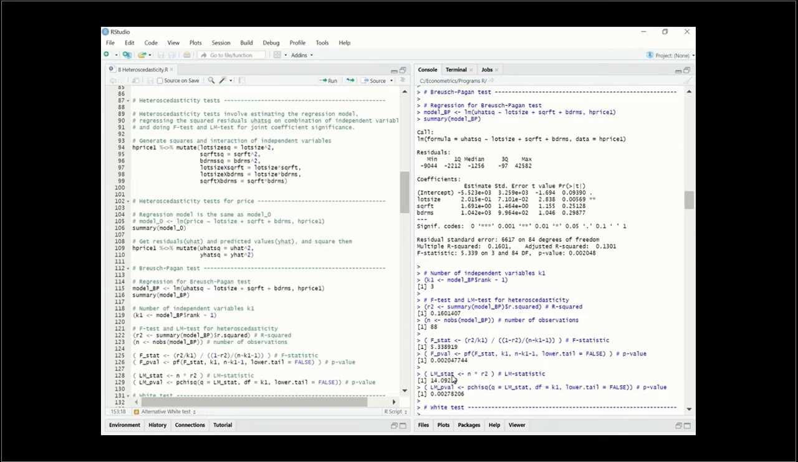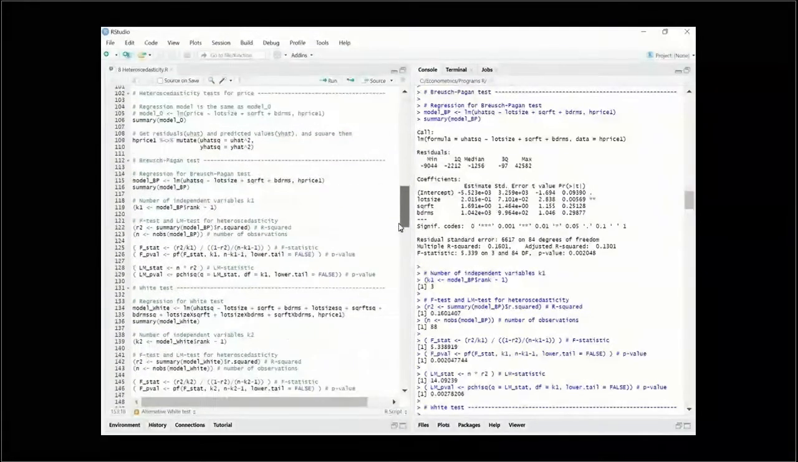Here the LM statistic is calculated by multiplying n times the R squared. So we're basically going to multiply n, which is 88, times this R squared, and that will be the number here, 14, for the Lagrange multiplier statistic, and that p-value is also less than 0.05. So again, we have a case here that we have heteroscedasticity in terms of price when we test it using the Breusch-Pagan test.